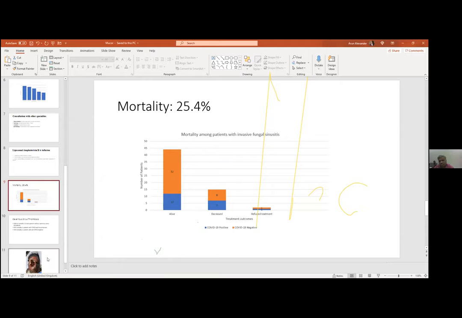Second thing we found was that literature tells us that you need to operate on somebody on an urgent basis. Last year, we made a conscious decision that those who are COVID positive, we would actually withhold surgery because of the anesthetic risk.